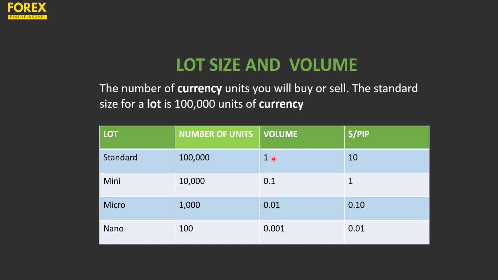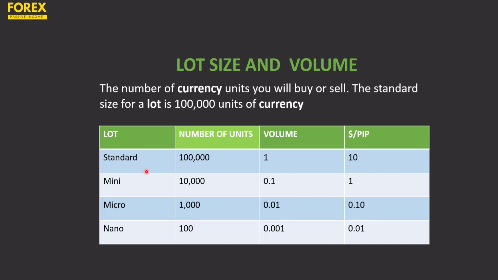When you're using a mini lot, it means you are buying 10,000 units of a currency, and the volume is 0.1, and you make $1 per pip. If you're using a micro lot, which some brokers allow, it means it's 1,000 units of a currency pair, and this is the volume, and you make 10 cents per pip. Then you go to nano. Some brokers allow you to use 100 units, and basically this is your volume, and you make 1 cent per pip.